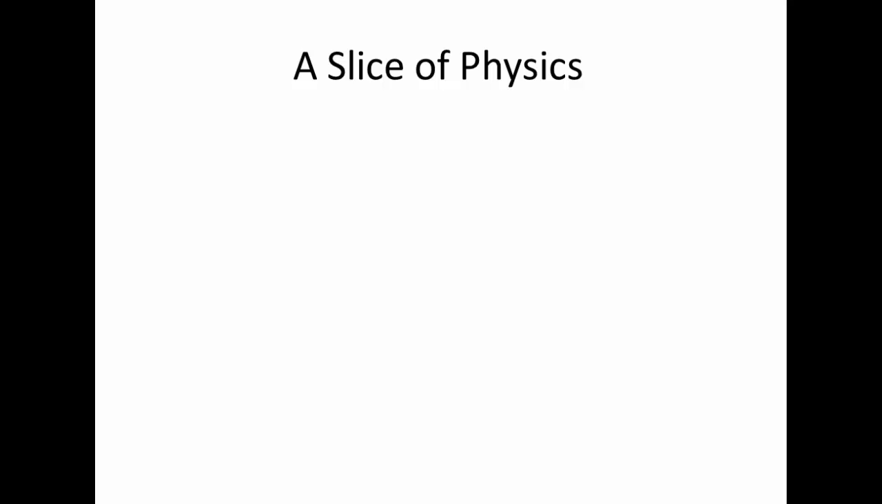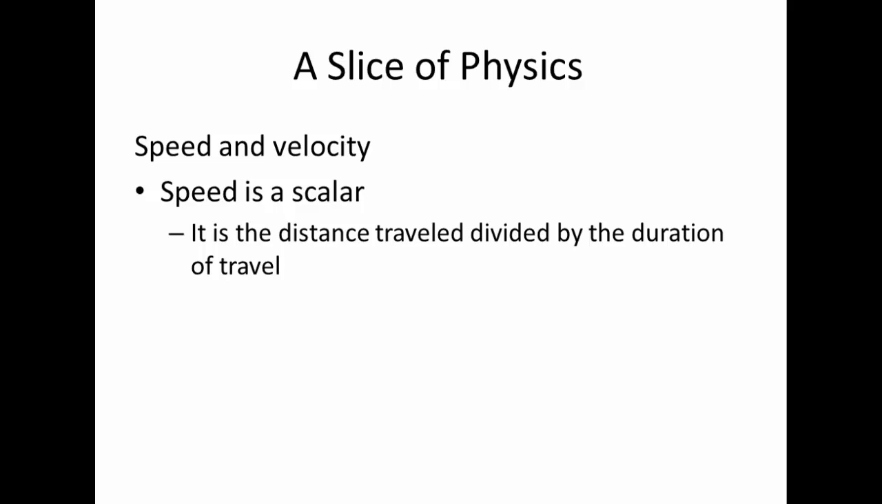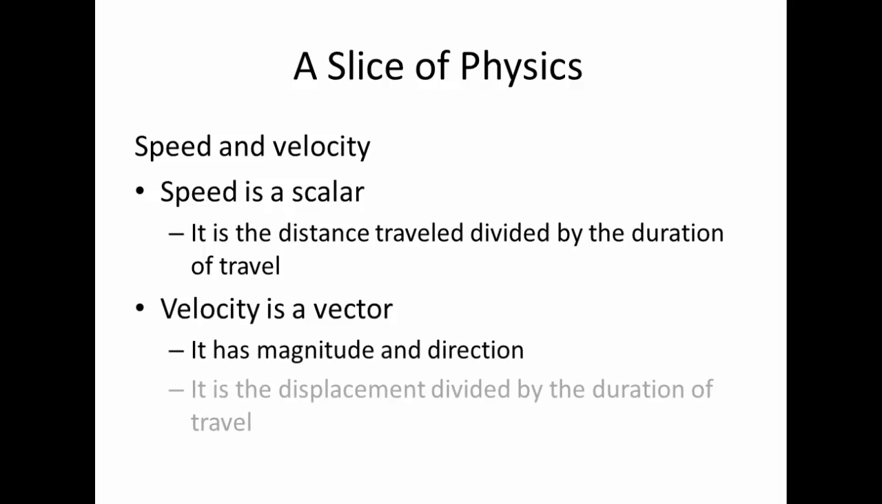In the previous video, we discussed the concepts of distance and displacement. And now we will look at the related concepts of speed and velocity. As you know, speed is a scalar. It's the total distance traveled divided by the duration of the travel. Velocity, in contrast, is a vector, and as a vector, it has magnitude and direction. Velocity is defined as the displacement divided by the duration of travel.